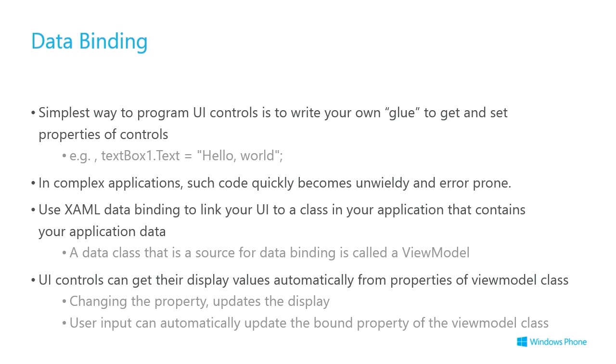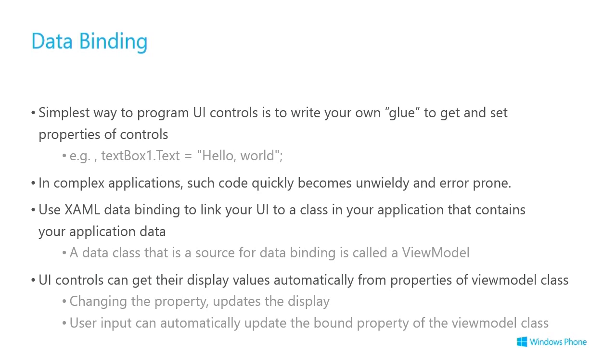You could write your app so that for every UI control, like TextBox1, you set its text property to a string, such as hello world or whatever. But just think of anything that's even moderately complex. If you have all the code to set every property on all your UI controls in your code behind file, this is rapidly going to become unwieldy, unmaintainable. This is not the way to go.